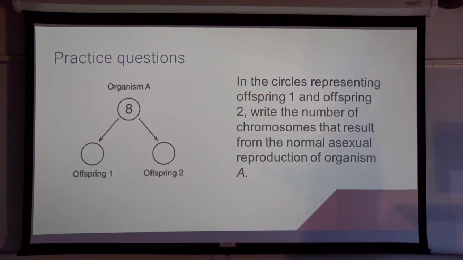So let's take a look at this. Here's your practice Regents question. Here's the organism, here are the two offspring. In the circle representing organism 1 and organism 2, write the number of chromosomes that result from the normal asexual reproduction of organism A. So what would this be? I want you to write it down. You have this chart on page 1 of the new packet. Go ahead and write it in.